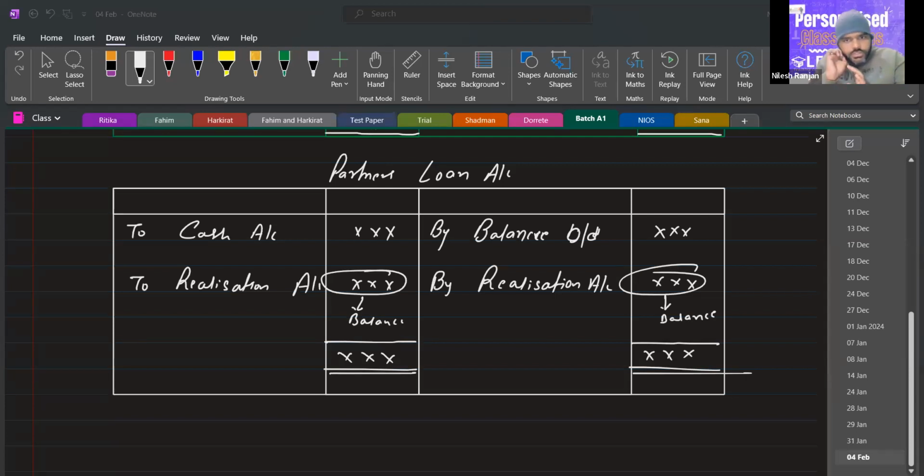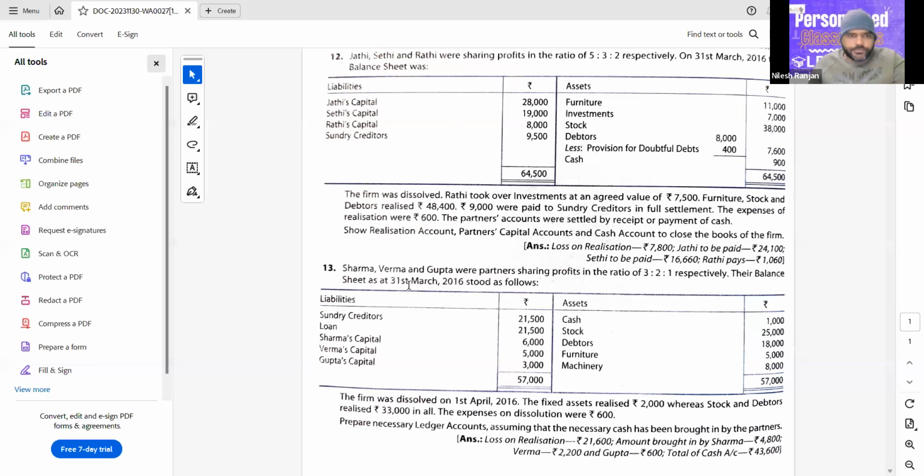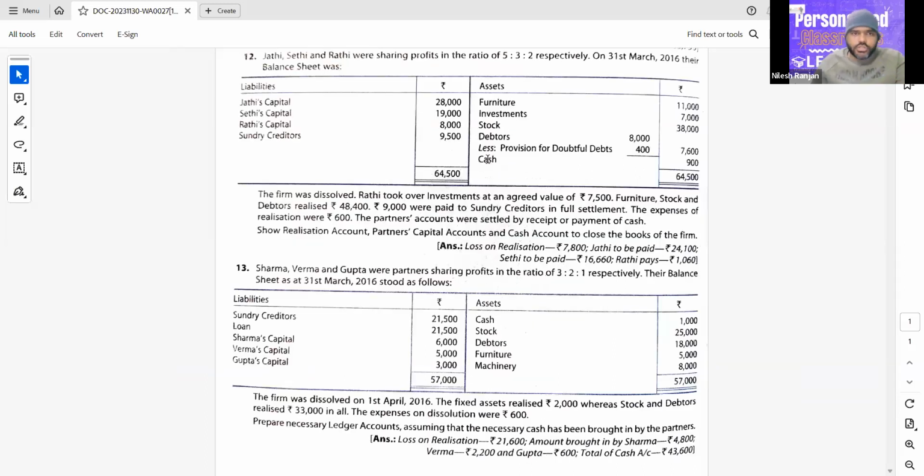Okay, so the first question, actually we do not have enough time, so I will discuss a short type question so that you will be able to. I'm sharing the question. Can you see? Yes, sir. Okay, question number 12.